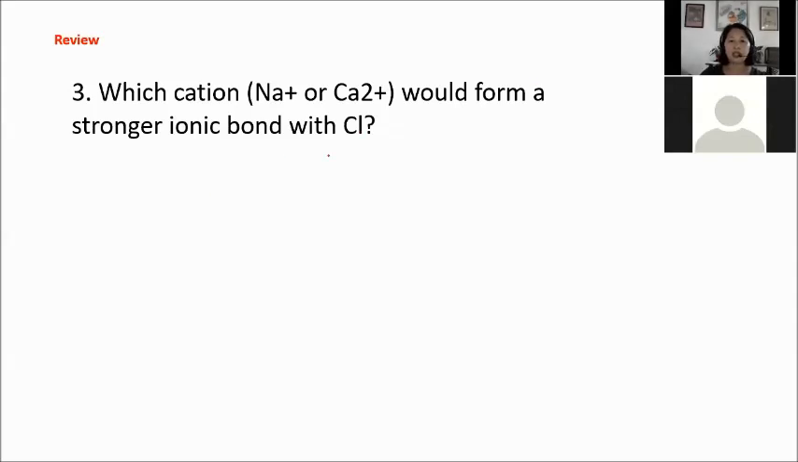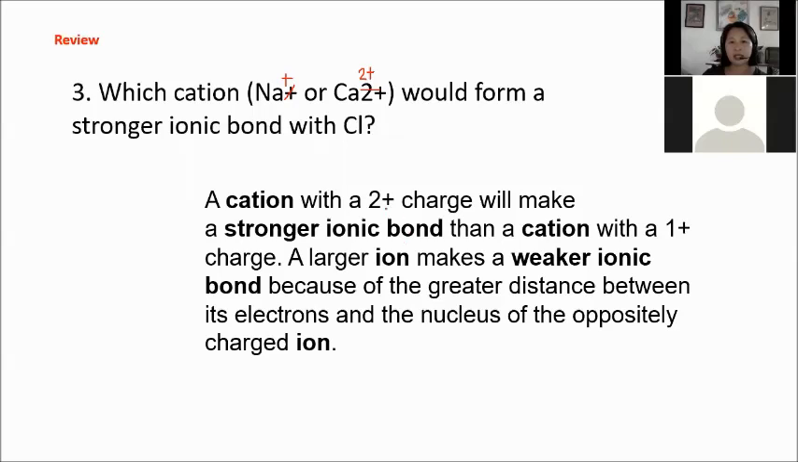Okay. So, which cation, Na plus or Ca2 plus, the superscript being the charge, would form a stronger ionic bond with Cl? We mentioned this earlier. The answer is the 2 plus charge. The 2 plus charge will make a stronger ionic bond than the 1 plus cation. Why? Because a larger ion, the 1 plus, makes a weaker ionic bond because of the greater distance between its electrons and the nucleus of the oppositely charged ion.